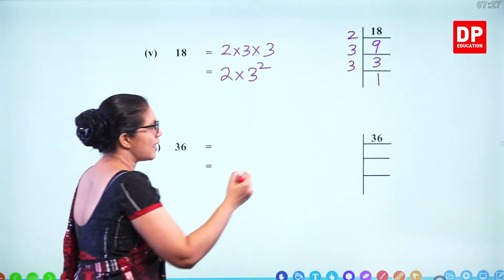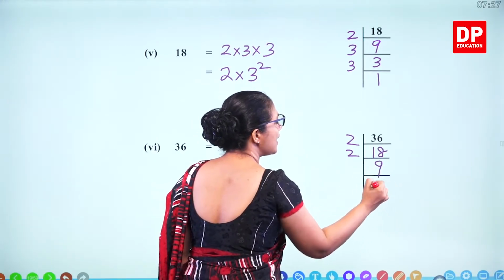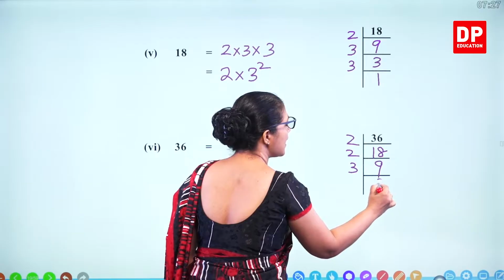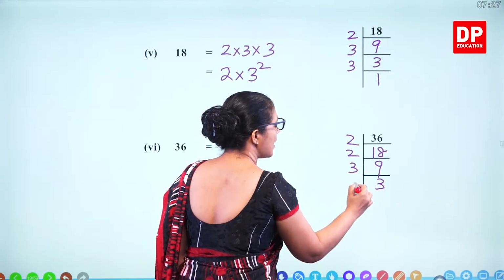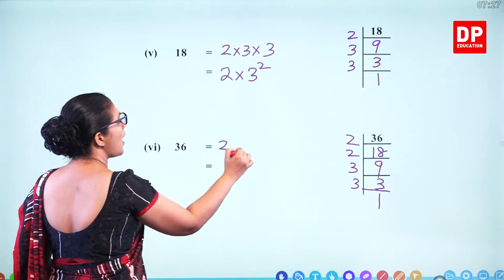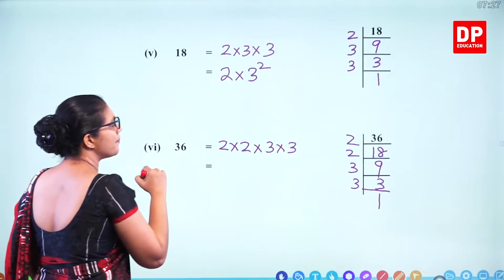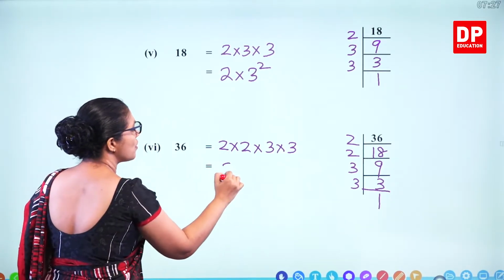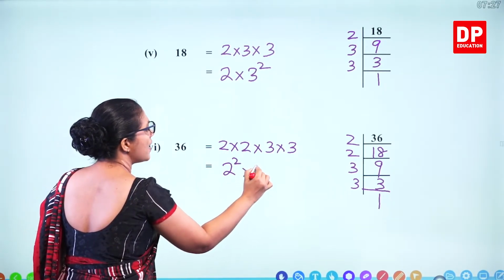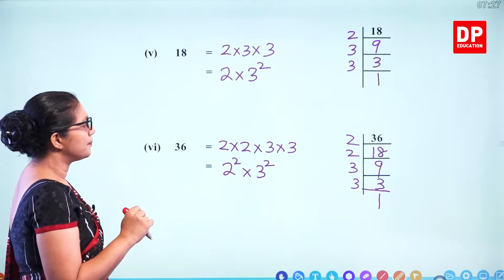36. You can divide by 2. That's 18. Divide by 2 again. 9. Divide by 3 again. 3, 3 and divide by 3 again. That's 1. 2 twice and 3 twice. So 2 to the power of 2 and 3 to the power of 2, both twice.